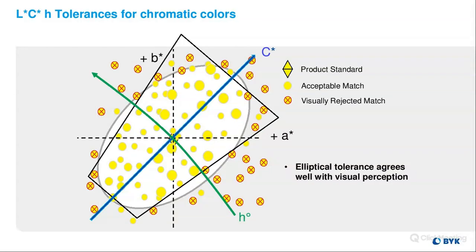So if we use chroma and hue instead of A and B, now we're getting this kind of pie-shaped box, I guess. You're going to use chroma and hue, and now there are only a few rejected parts that are inside the box tolerancing. This is why C and H for chromatic colors is very important. It is also better to use A and B for non-chromatic colors, because that matches what we see visually.